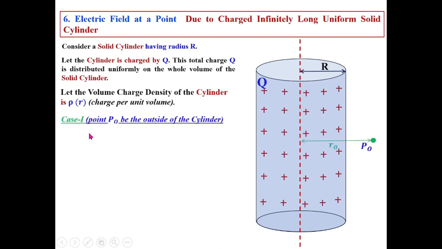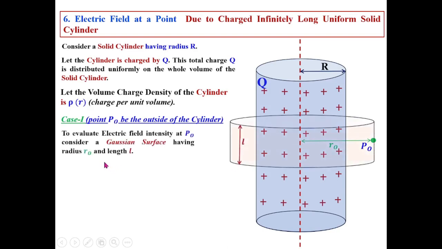Now we are going to consider our first case. If the point is situated outside of this solid cylinder, named as P_O, O for outside, at a distance R_O from the central axis of this solid cylinder. To evaluate the electric field intensity at point P, we are going to consider a 3D Gaussian surface having radius R_O and length or height L.